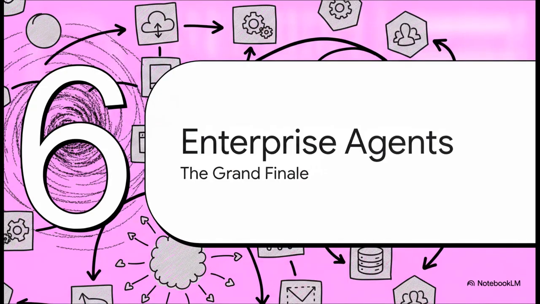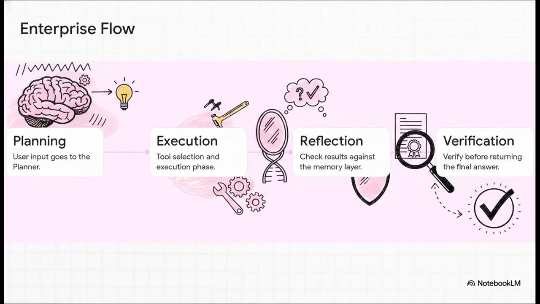And finally, Section 6, Designing Enterprise AI Agents, the grand finale. All right, this is the overarching blueprint for an enterprise-grade agent. Notice how the flow changes here. It starts with the user input hitting a planner. Then it moves into tool selection and execution. But, and this is key, notice step 3, memory and reflection. The agent actually pauses to reflect on what it just did, checking its own work against the memory of the user's original goal. Finally, there's a verification layer before the final answer is returned. That reflection and verification strategy is exactly how you ensure true enterprise-grade reliability.